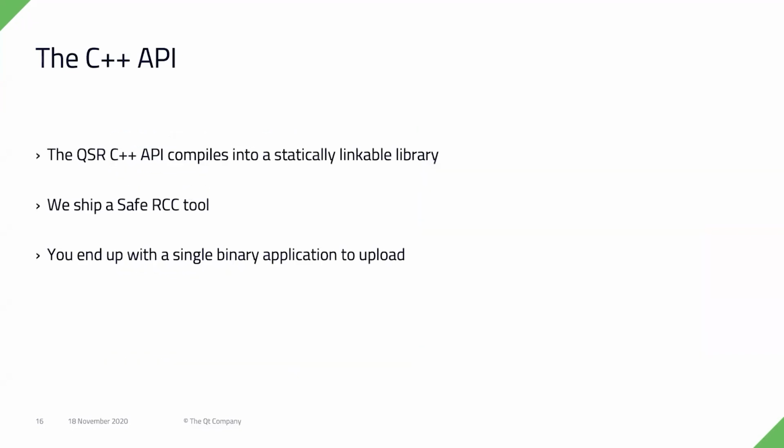One nice thing about the Qt Safe Renderer is that when you compile it, it compiles entirely into a statically linkable library, which, with the Safe Resource Compiler tool, allows you to create everything into a single binary. So the application itself does not have any dependencies when it's running on the operating system because it's entirely linked statically, which is useful.